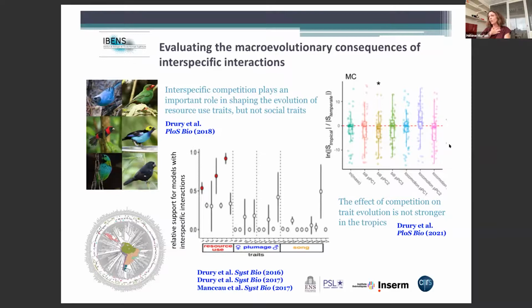And also on the right, we tested how the effect of competition varies with latitude, with a hypothesis that has been put forward to explain species richness in the tropics, which is that species interactions are stronger in the tropics and tend to spur diversification. By testing these hypotheses using a bunch of models where we are able to estimate the strength of interspecific interaction in tropical versus temperate lineages, we don't find such an effect.